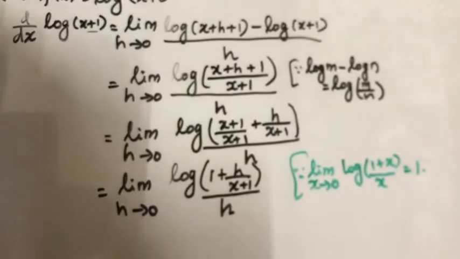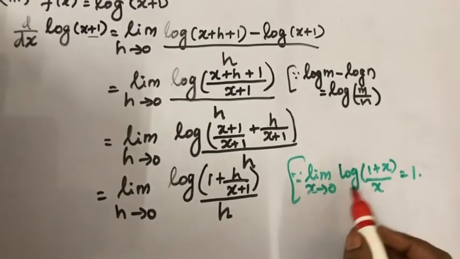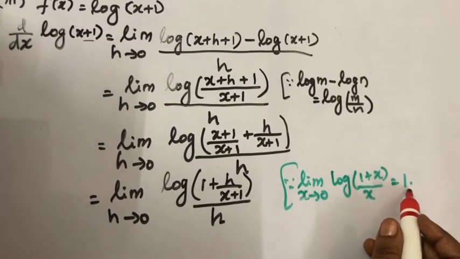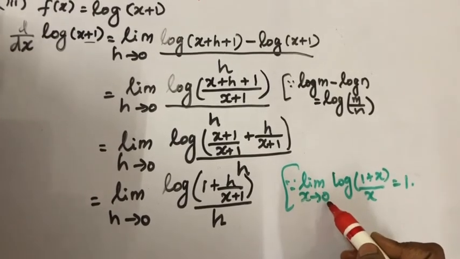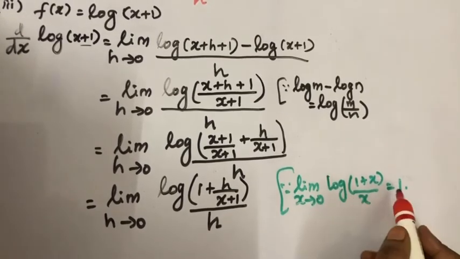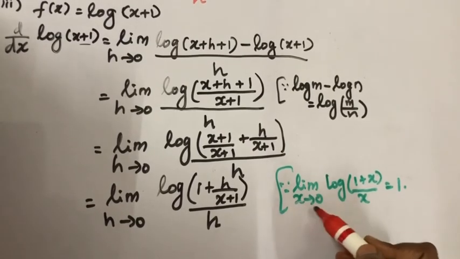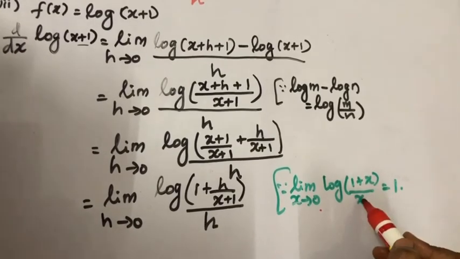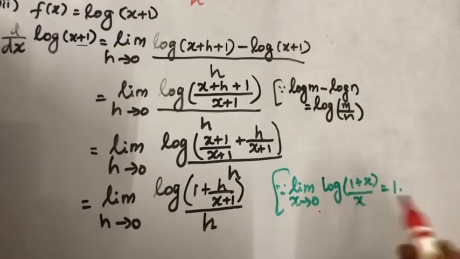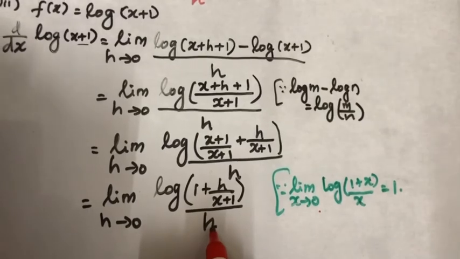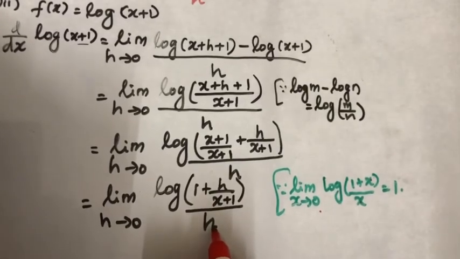So, here we have another result, that is limit x tends to 0 log 1 plus x by x is equal to 1. If this term x tends to 0, then the value of this logarithm, while finding the limit, will be equal to 1. That is, limit x tends to 0 log 1 plus x divided by x is equal to 1. Here we should have the same terms. Okay. But here we have 1 plus h by x plus 1. But here in the denominator we have only h.